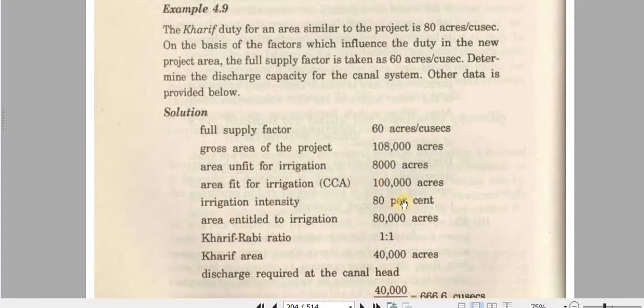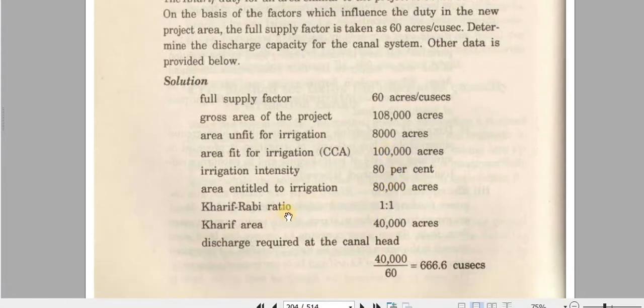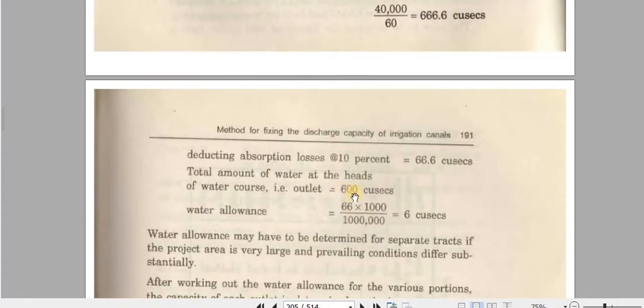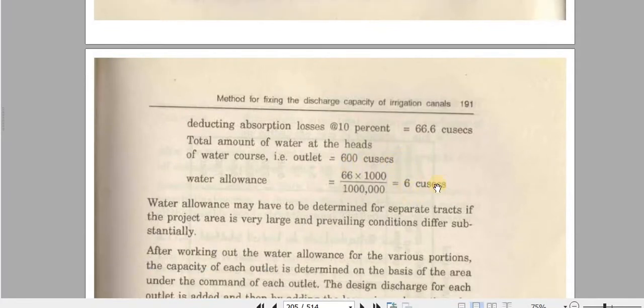Irrigation intensity 80%. It means from 1 lakh, 80% is irrigated. 80,000 acre will be irrigated. And kharif rabi ratio 1:1. It means 40,000 acre will be irrigated in kharif and 40,000 will be irrigated in rabi. And discharge required at the canal head: we have 40,000 acre area and we have 60 acre per cusec. So divide it, it will be 666.6 cusec. Absorption losses may be accounted for as 10%, that is 66. So exclude 66 from 666, it will result in 600 cusec, and we assume a water allowance of 6 cusec.